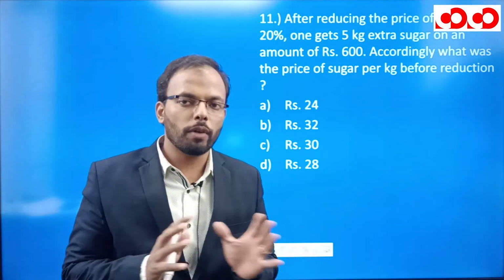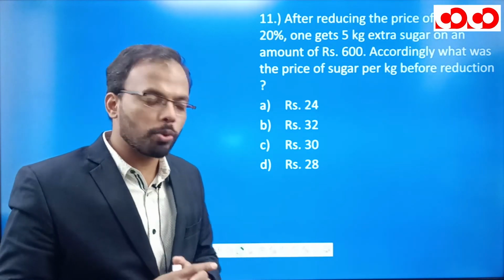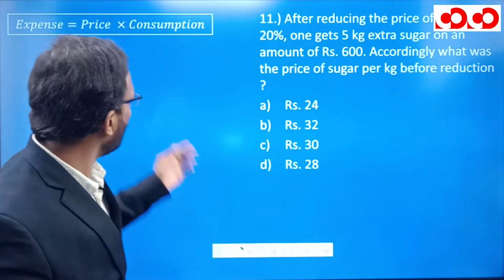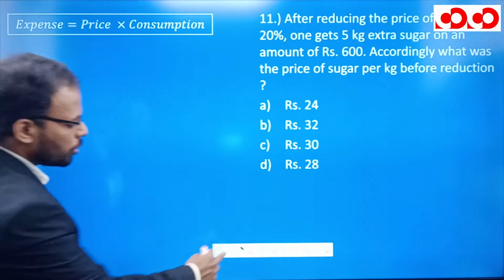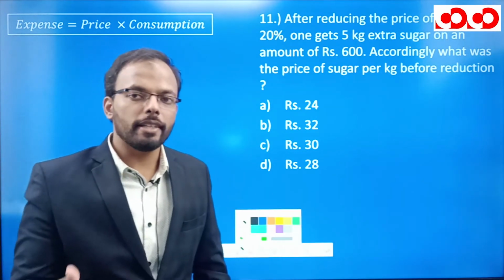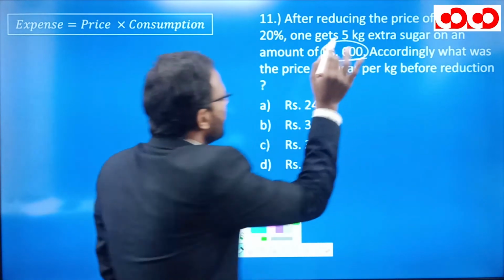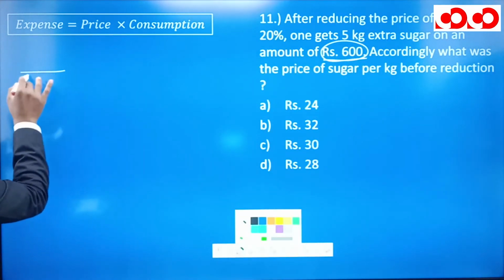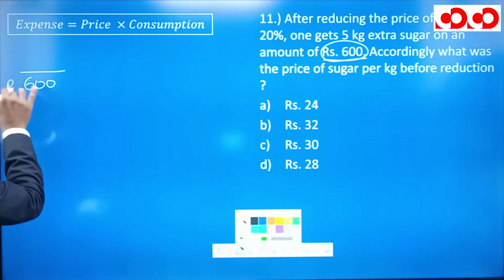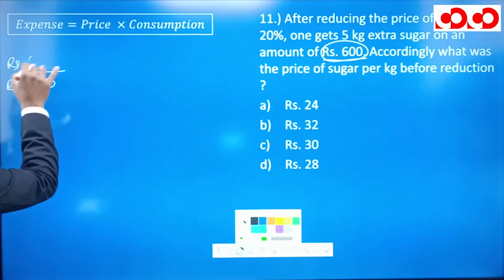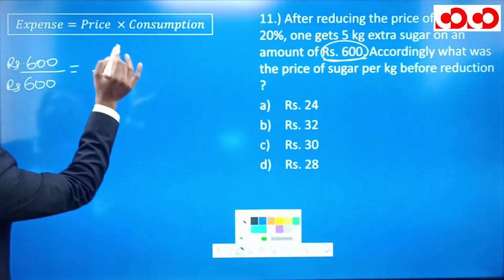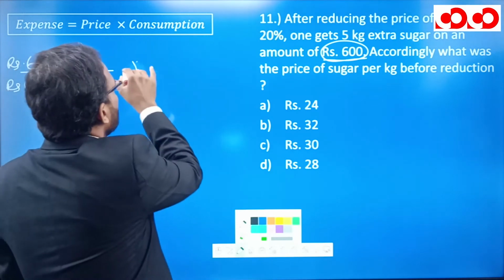I'll tell you one of the easiest ways to solve it, which is the ratio approach. We know that expense is equal to price into consumption, which we have already discussed earlier. So my expense is not changing. Here it is 600 rupees. It means earlier also you were spending 600 rupees. Now also you are spending 600 rupees only, but the price got reduced by how much?